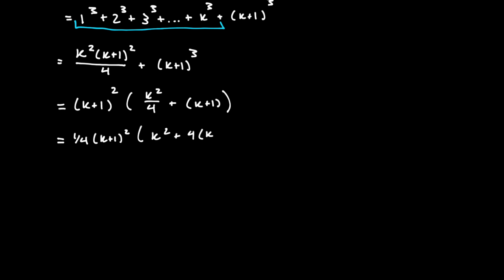And now I'm left with k squared plus 4 times (k plus 1) within that parentheses. So now, just distribute the 4, continue to simplify, and I'm left with 4k plus 4. Now, k squared plus 4k plus 4, that's a perfect square trinomial.